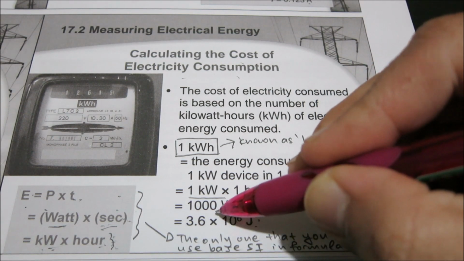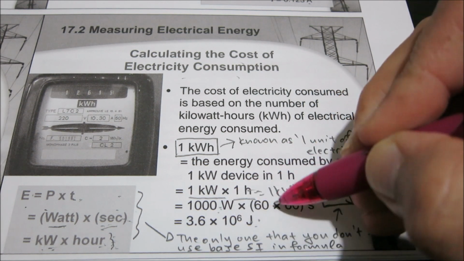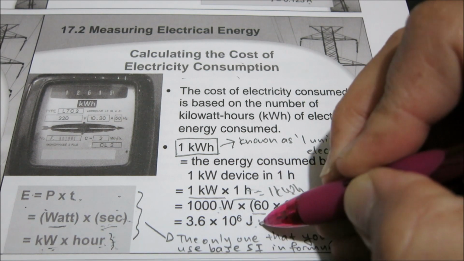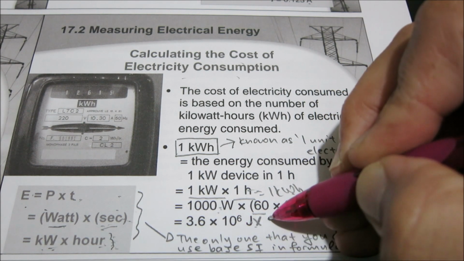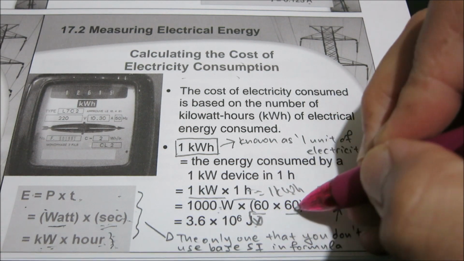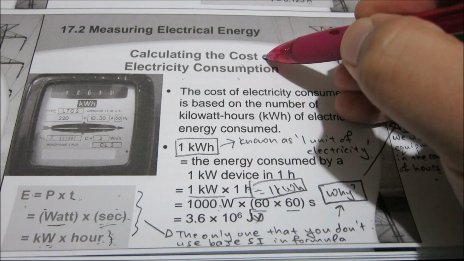All I needed to do is just change it to 1000 watts. 1 kilowatt is 1000 watts. Change the hours to seconds, which is 60 seconds multiplied by 60 minutes, and you get such a big number. So these numbers are generally quite big. So it's very difficult for us to deal with them. So we use 1 kilowatt hour in calculation of cost.